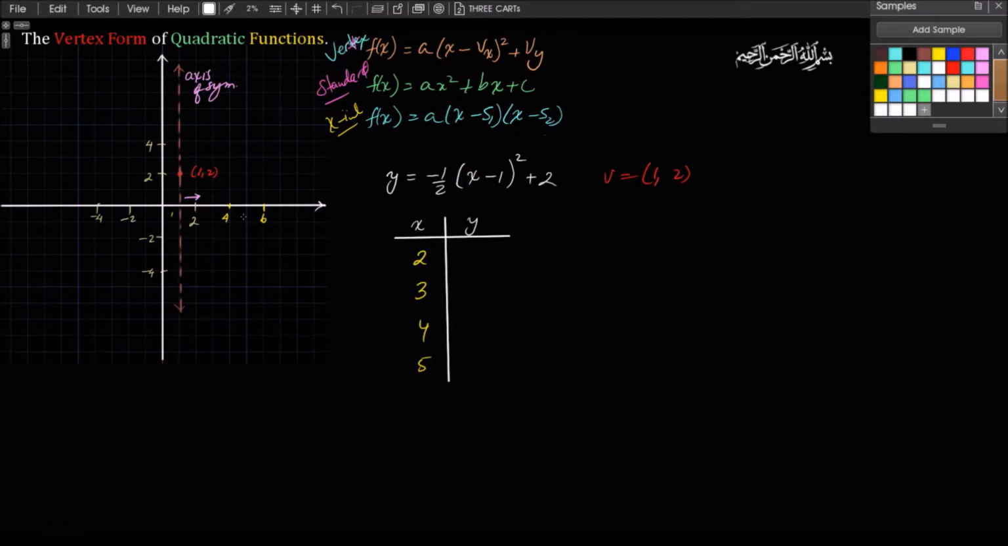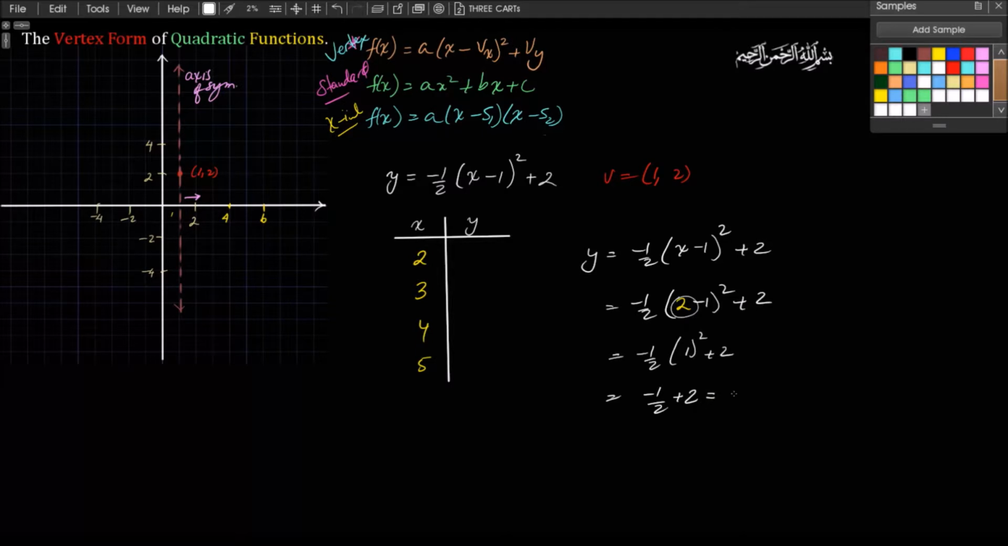So if you were to pick 2, then y would be equal to negative 1/2 times the quantity 2 minus 1 squared plus 2. I simply substitute the 2 in place of x. So this is negative 1/2 times, 2 minus 1 is 1, and 1 squared is 1, so this is just negative 1/2 plus 2. And this is 3/2, or 1.5. Now, it's a fraction, but we can handle it, so it's 3 over 2, or 1.5.